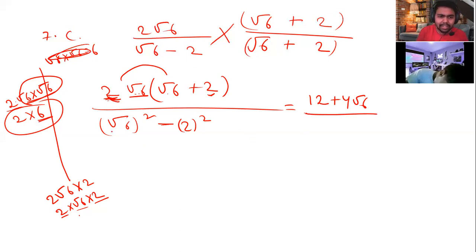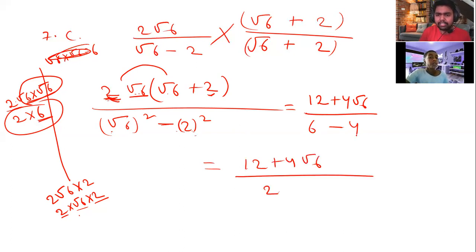Now, solve this one. Root 6 squared will give me 6, and 2 squared will give me 4. Now, can I write (12 plus 4 root 6) by (6 minus 4), which will give me 2? Now, can I take 2 common from both?